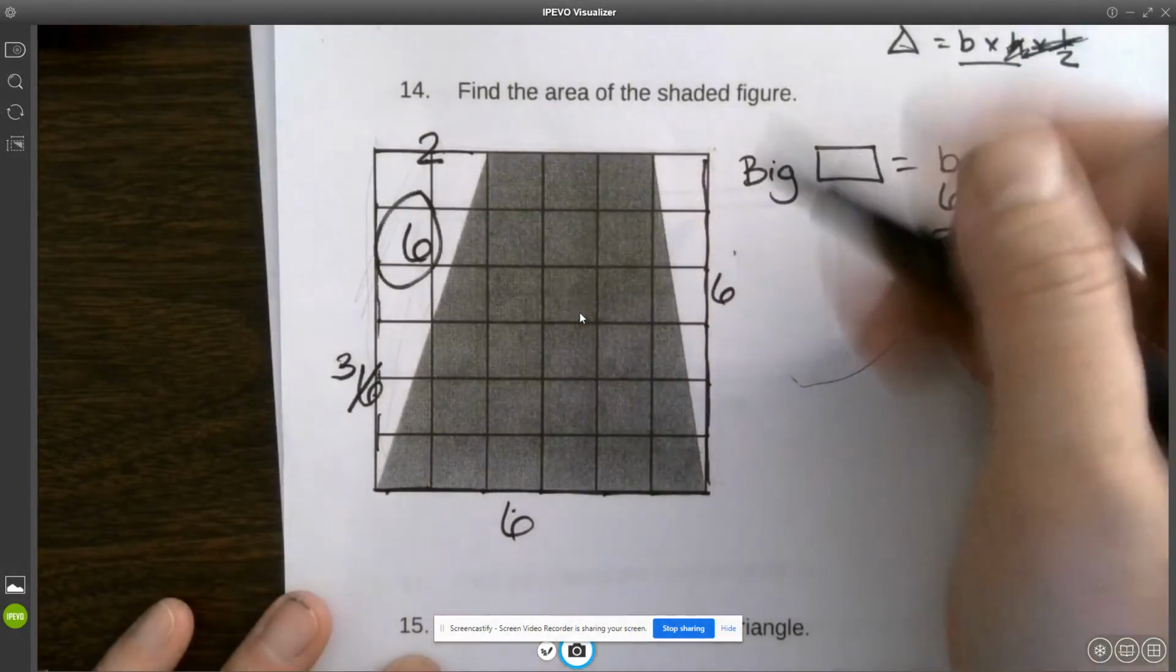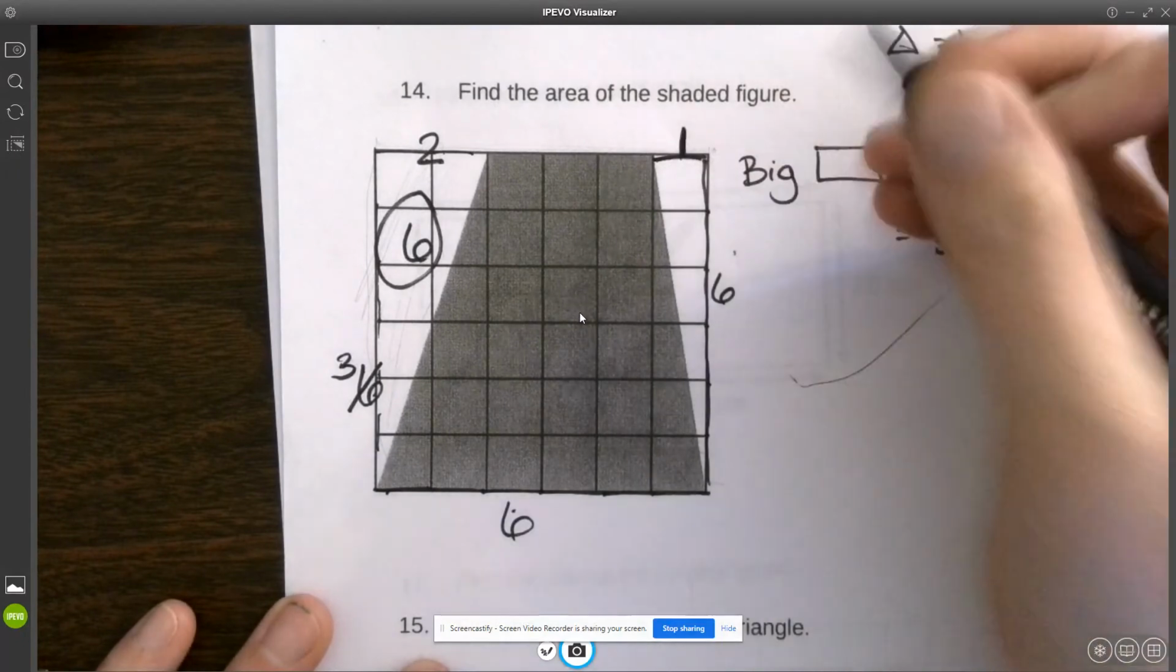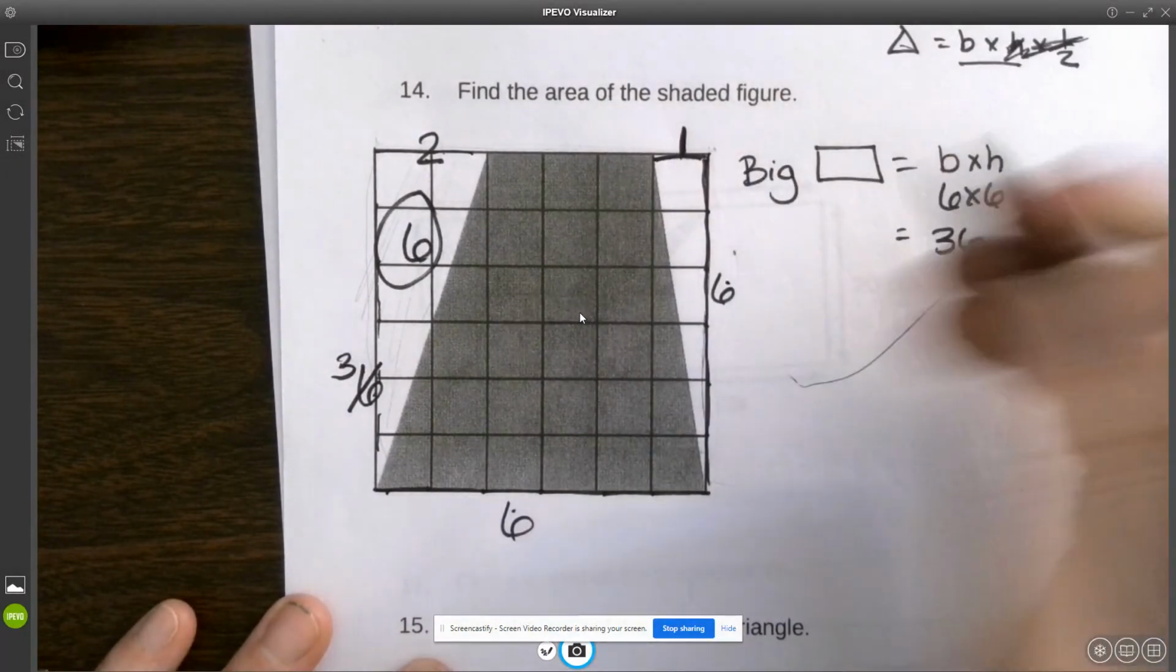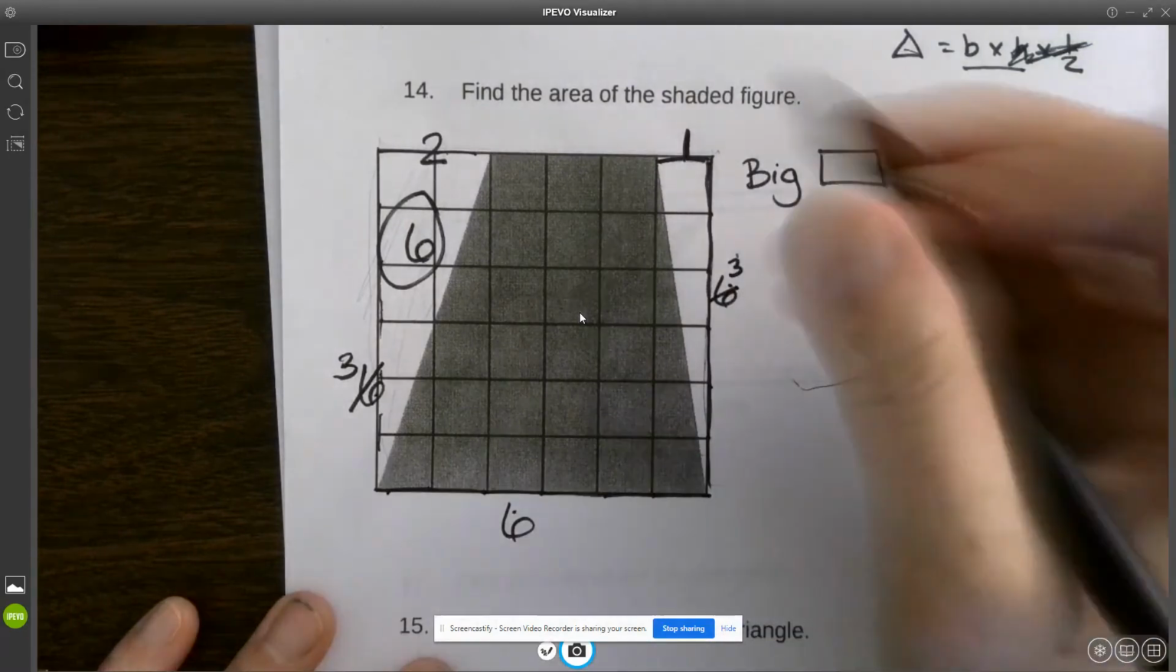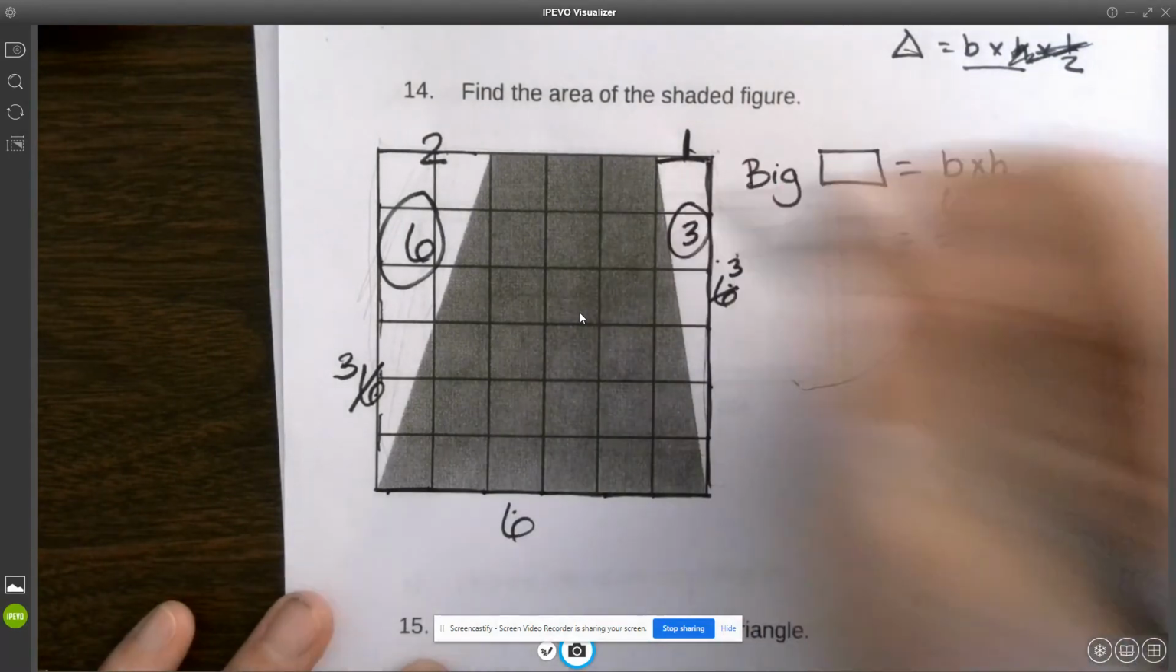All right, now let's do this side. The base is 1. We know the height is 6. So cut one of these in half. I can't cut that in half, so let's cut this one in half, which is 3. So 1 times 3, so this is 3.